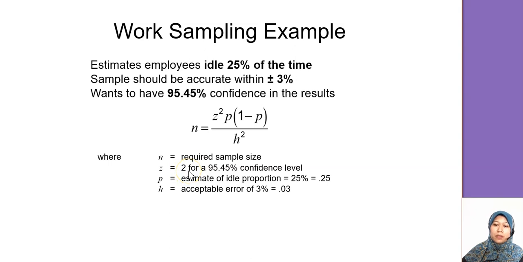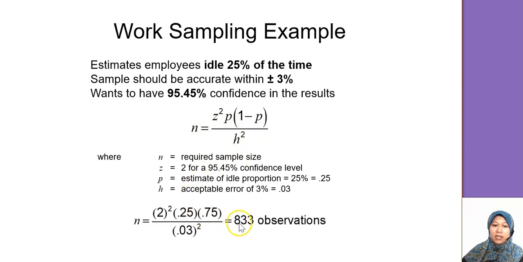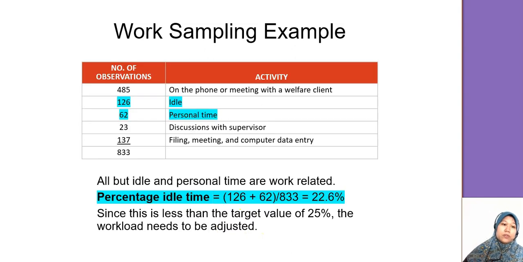Okay, from the normal table, we plug in all the information. So we get 833 observations that we need to do. From the 833 observations, we need to do the categories. On the phone, 485 observations. Idle time, 126, so not doing anything. And then personal time, maybe if they're going for lunch and so on.